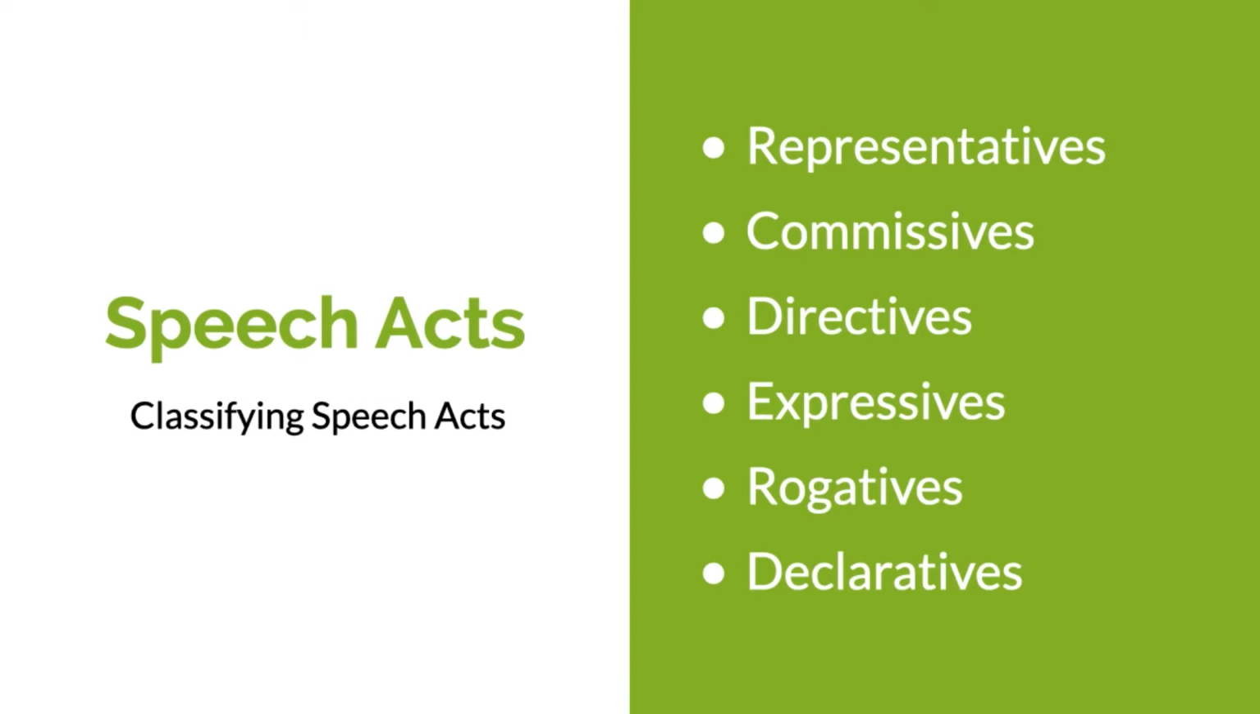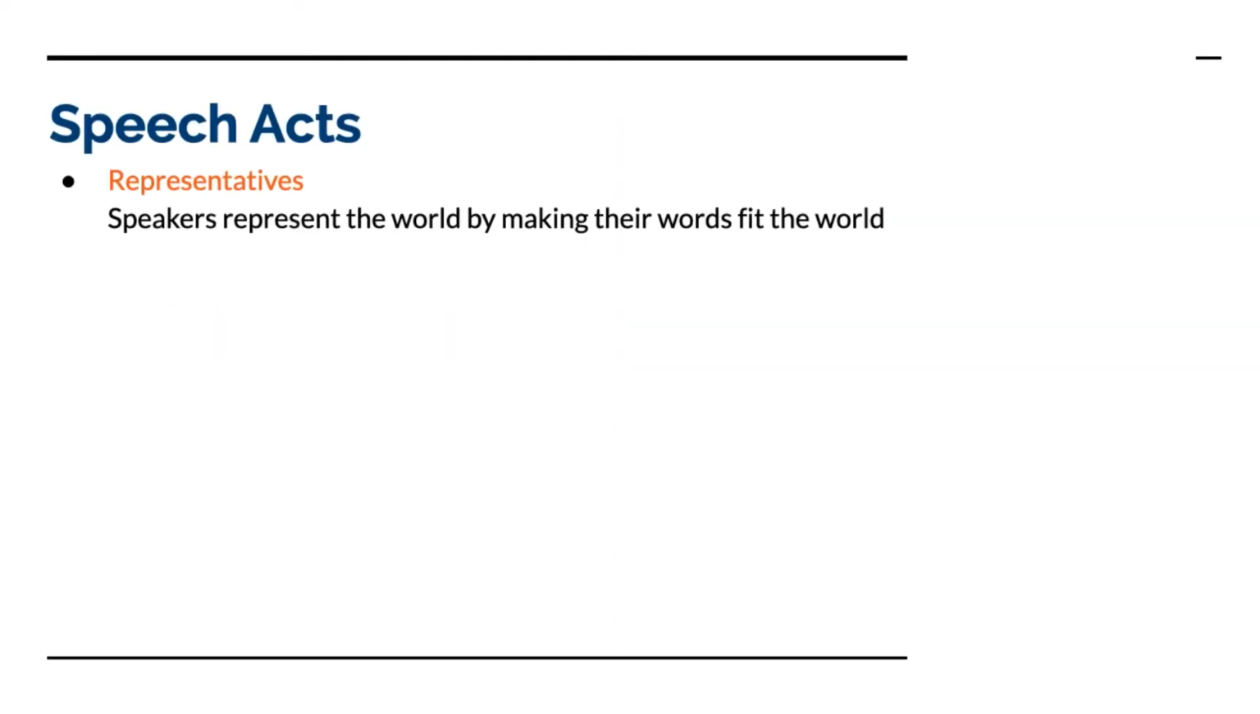And the different speech act classifications are based on the relationship between the words that are used and the meaning of what's expressed and the world around the utterance, either the people or the place or the situation. So the first one we want to look at are the representatives. Representatives are speech acts in which speakers represent the world by making their words fit the world.